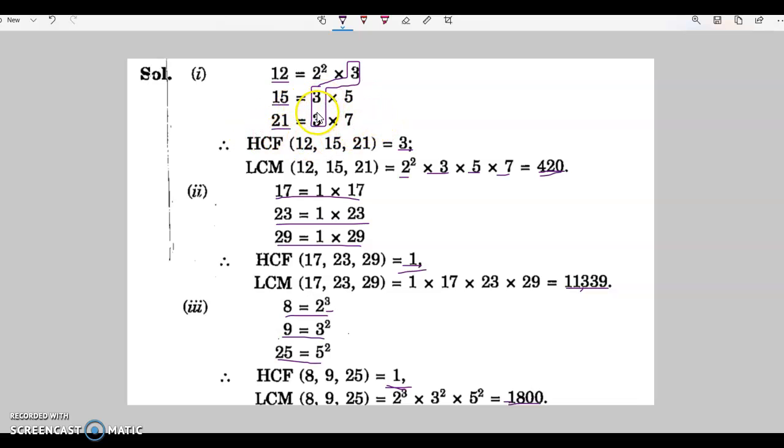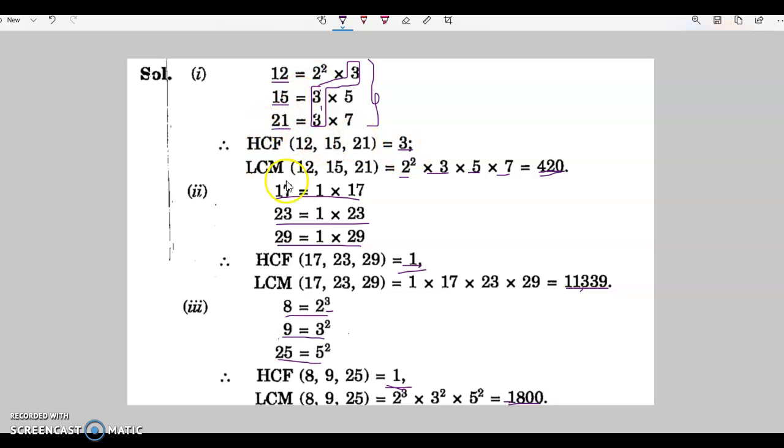As I told you in my previous video, for calculating the HCF of three numbers, you have to take the common factors with least power. That is what we have done. The common factor among the factorizations of the three numbers is 3. And what is the least power? The least power is 1 in all the three cases. That is, I am taking the HCF of 12, 15 and 21 to be 3.